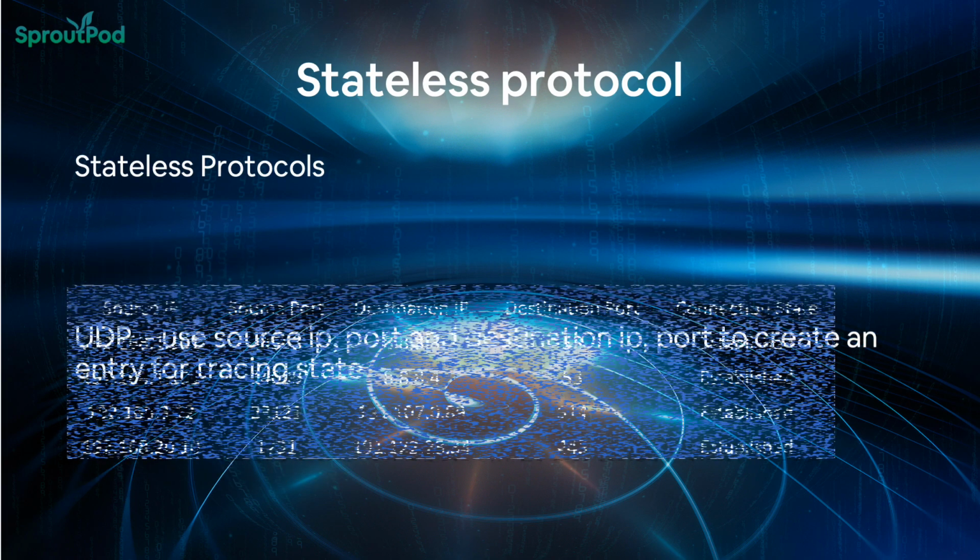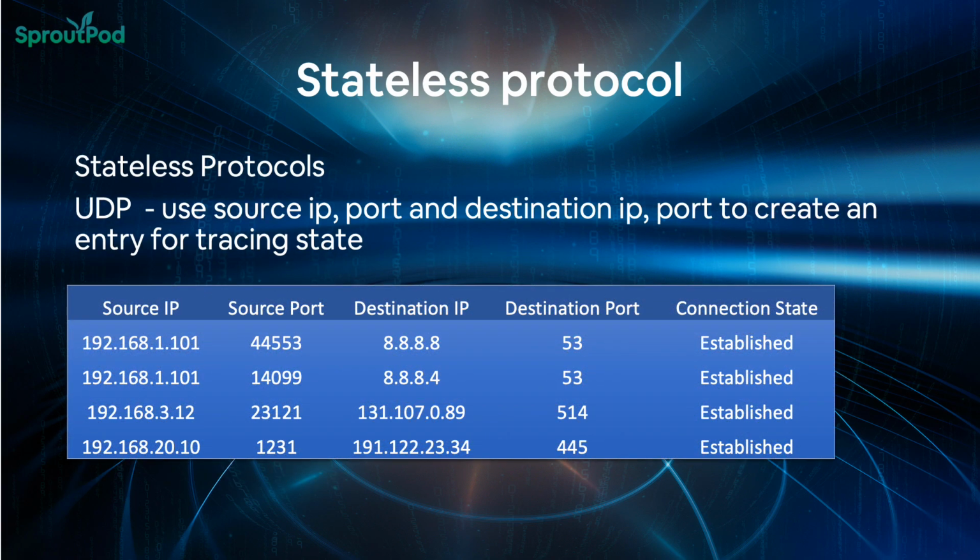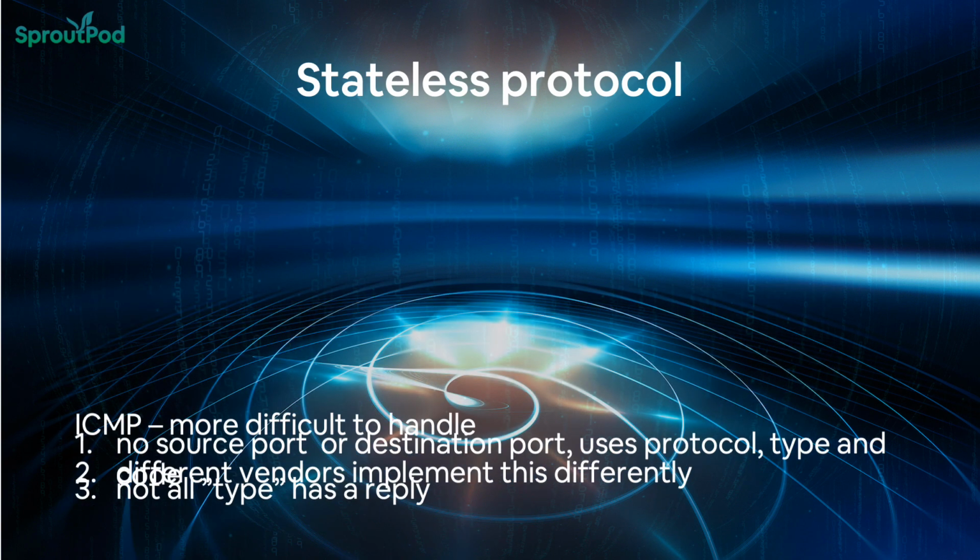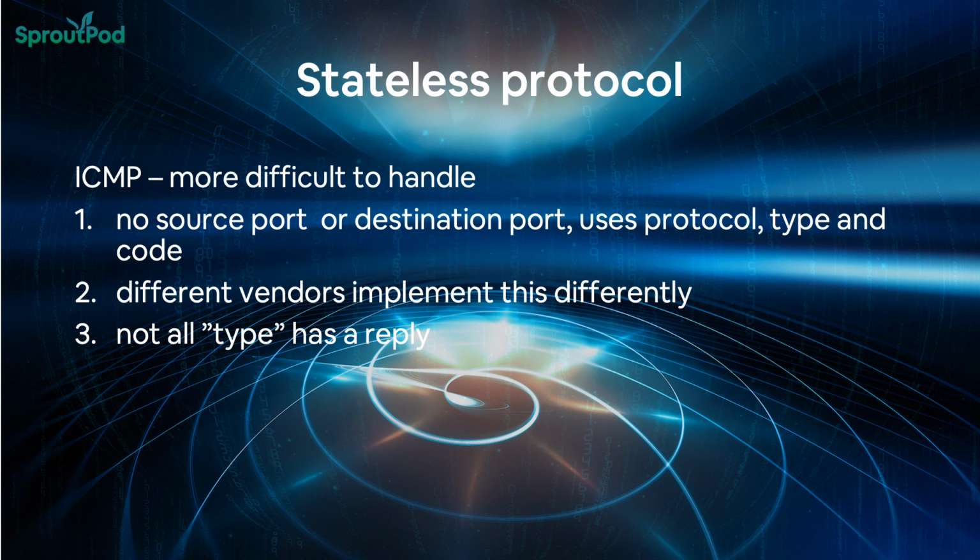An example of the state table is as follows. The firewall creates the session entry for stateless protocols like UDP and ICMP. For UDP it uses the source IP, source port, destination IP, and destination port for the entry record. Handling ICMP requires some more fields as it has no ports. Some implementations will use the protocol, the ICMP type, and code. Note that some vendors do not support all the types and codes of ICMP.